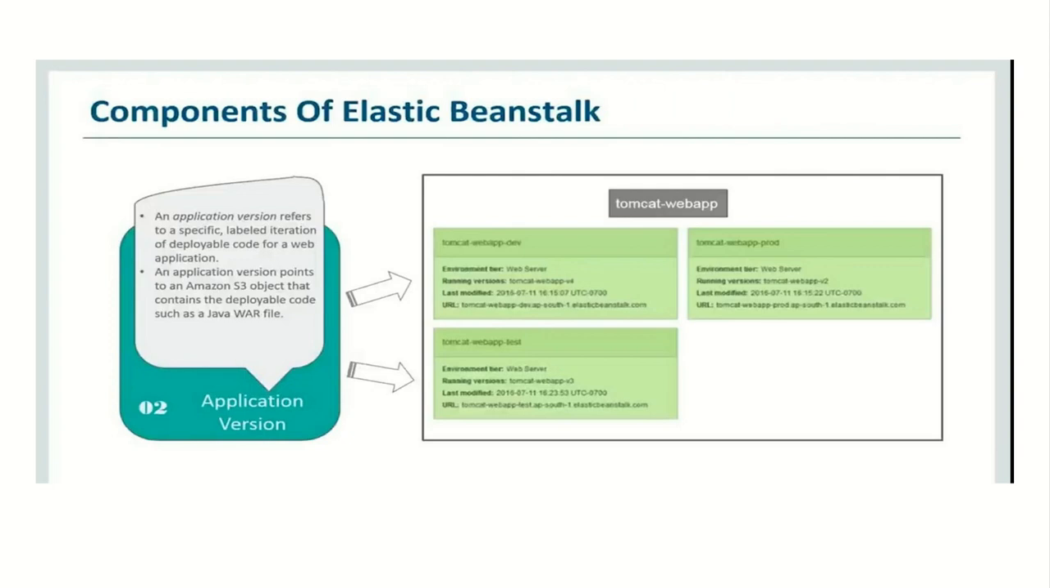So we have two versions of our application. Now it's just a copy of our application code with different changes, and Elastic Beanstalk will provide us with an option where we can upload a different version of the application without even deleting the previous version.